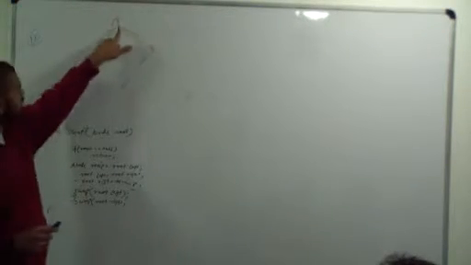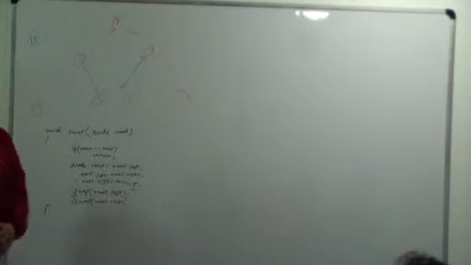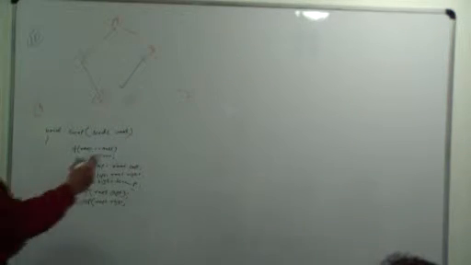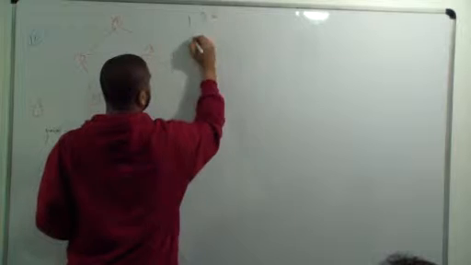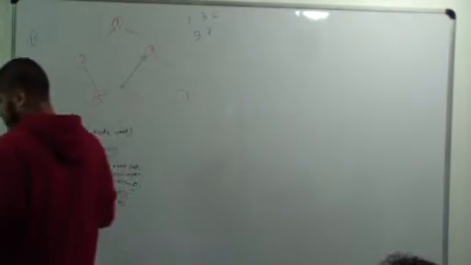Okay. 6 plus 3, 9 plus 1, 10, and 3 plus 7, 10. So you have to print out 1, 3, 6, and 3, 7. How will you do it?